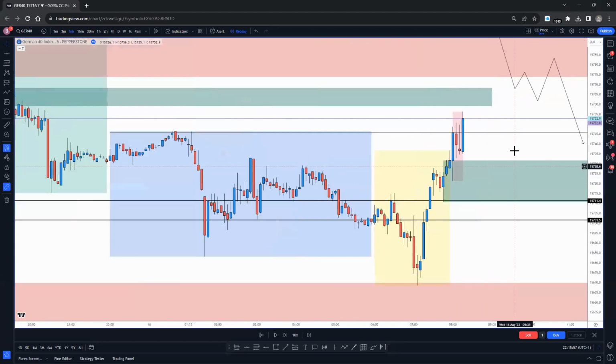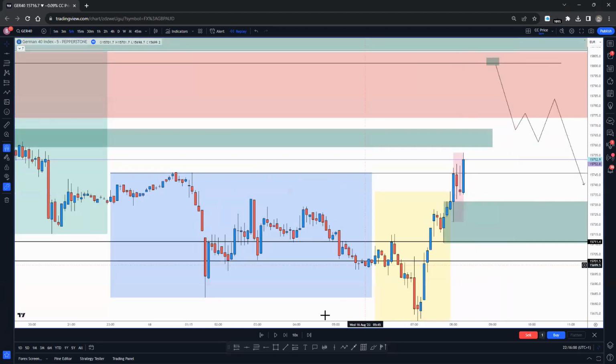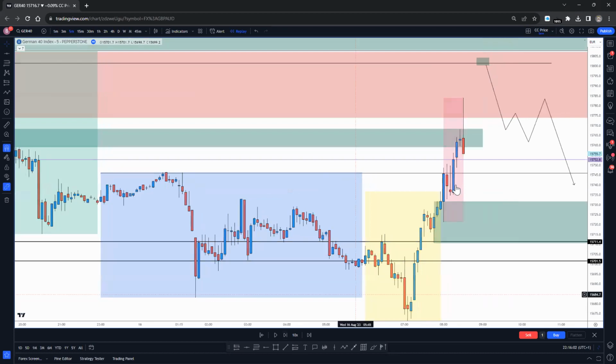A lot of people took it. We hesitated up in this area, right here for a little bit. And then we wicked down underneath and then did a little slingshot up, collected the profit, job's done. So excellent. 50 pips. I didn't even leave a runner. It just closed in full.